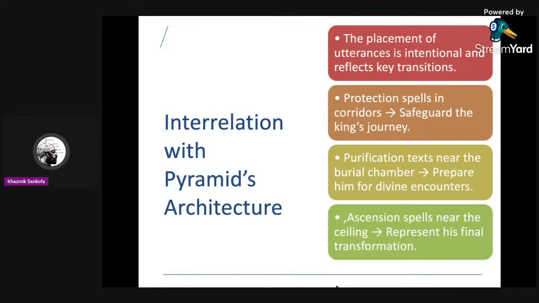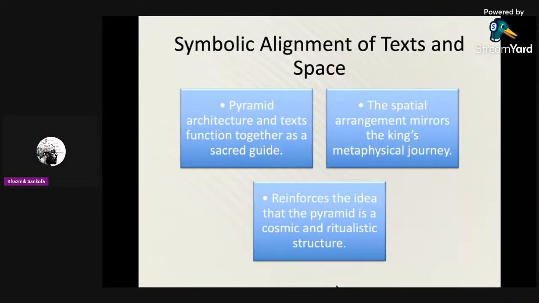The placement of utterances is intentional and reflects transitions. Protection spells safeguard the journey. Purification spells prepare you for divine encounters. And ascension texts represent the transformation into a divine being. All right. The symbolic alignment of text and space: the architecture of the pyramid functions as a sacred guide.